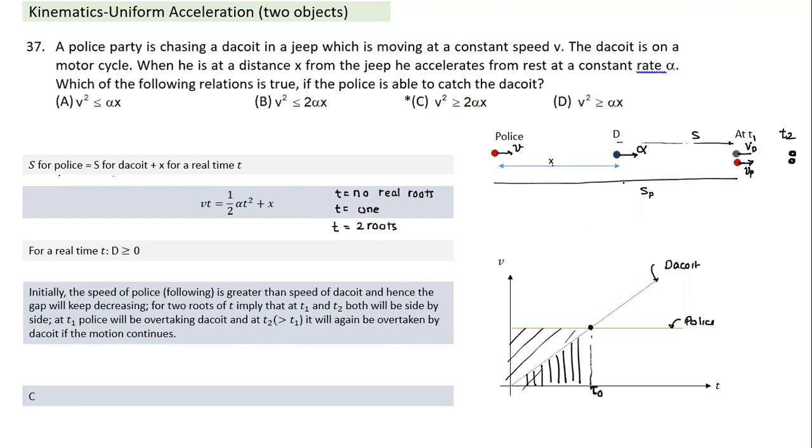So what do the two roots T1, T2 indicate? The police will catch up with them, and if this motion continues, it will overtake. It will have some positive gap, but again the dacoit will come side by side with the police and further overtake. Is this understood now? Yes, sir. There are two values of T.